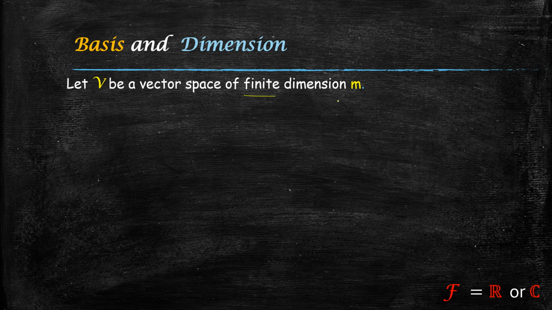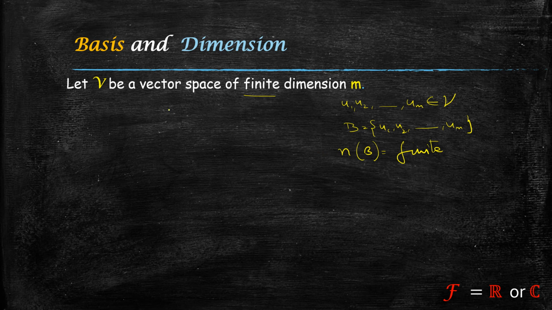What finite dimension M here means is that there exist vectors u1, u2, ..., um belonging to vector space V such that B is the basis. If the number of elements in the basis is finite, if the cardinality of B is finite, then we will say that the vector space is finite dimensional. If the elements in the basis are infinite, in that case we will say infinite dimensional vector space.